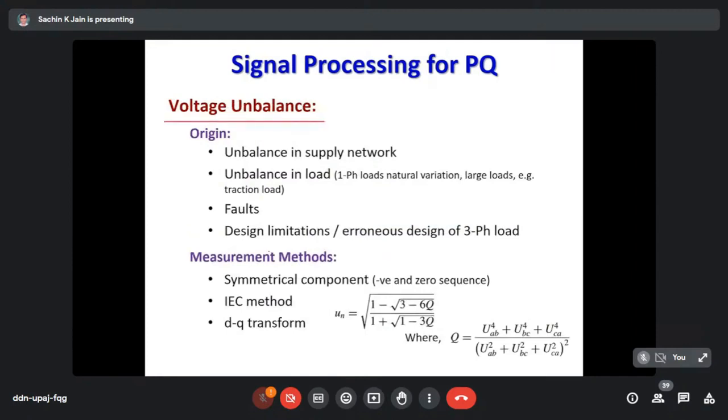For that, usually the IEC method is used. It is a specific method which defines measurement of unbalance in this way, where Q is defined by AB, BC, and CA phase voltages like this. We use DQ transform or symmetrical component analysis for these purposes. And for doing any of this, we again need signal processing methods. Which signal processing methods? The ones that we have discussed earlier. So I'm not going into details again for these things.